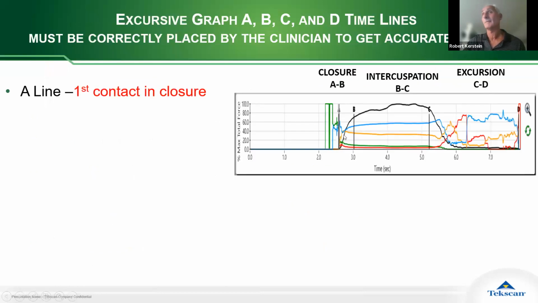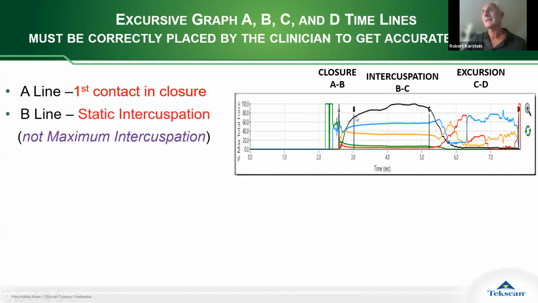Now, in the graph, there are the timelines, and this is just, again, a quick review to reacclimate you. The A line is first contact. Generally, the software places that at the beginning of where the black line begins to rise at 1% total force. The B line marks static intercuspation. Static intercuspation is where all the contacts that are going to form, and then the patient squeezes to full force. So B is not maximum intercuspation, it's static intercuspation.